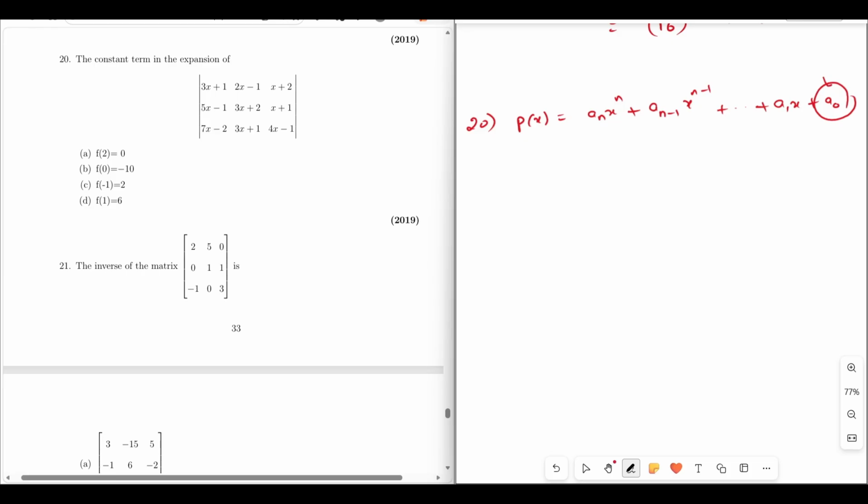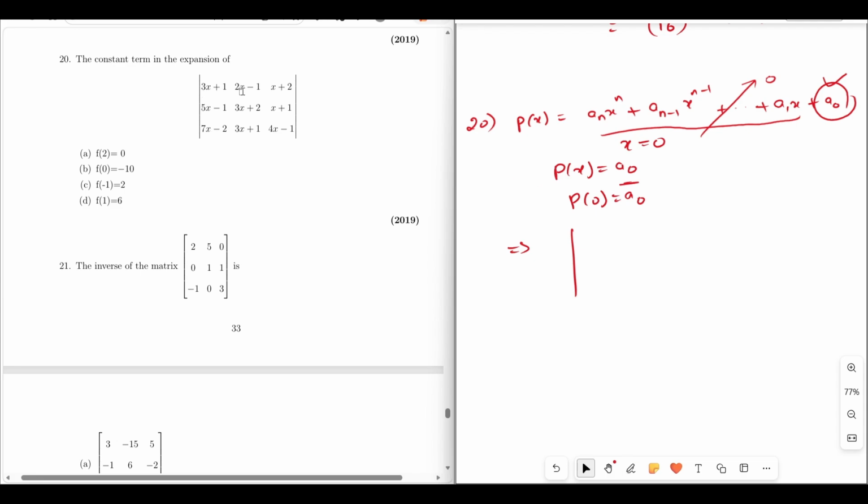If I want to obtain only this constant term, what should I replace x with? If I put x is equal to 0, then all these values will get eliminated. I'll be left with p of x is equal to a naught. So you obtain the constant term when the value of x is 0, that is p of 0 is equal to a naught. So even in this determinant, if I replace the value of x as 0, I'll be obtaining the constant term. So then what will be the answer if I replace x with 0?